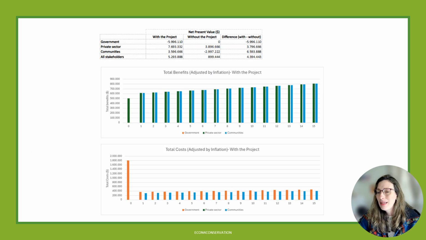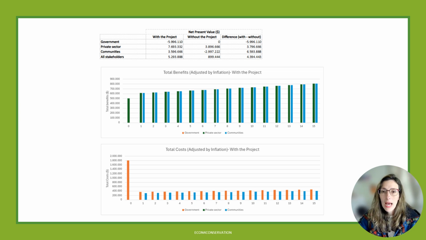Below, we have the net present value calculated by stakeholder for each scenario. In the case of this hypothetical exercise, the government loses, as the government is the one paying the cost for implementing the protected area. The sectors that benefit from the new protected area are the private sector. And here it's interesting because in this exercise we assume a shift from traditional activities to ecotourism related activities. And then we have the communities.